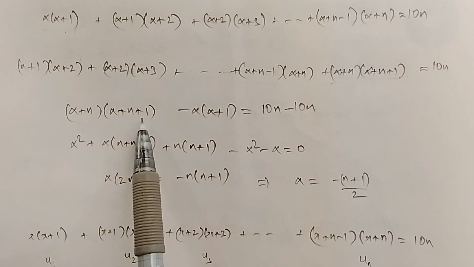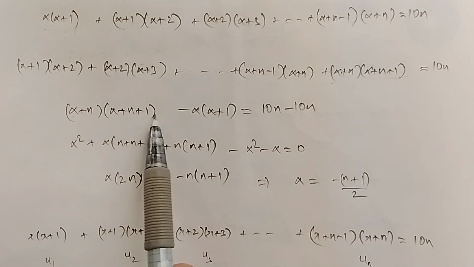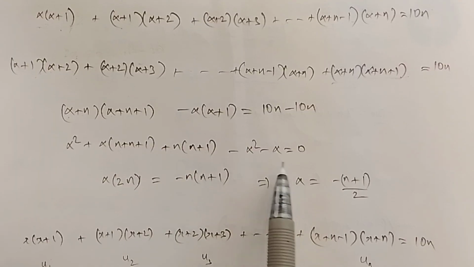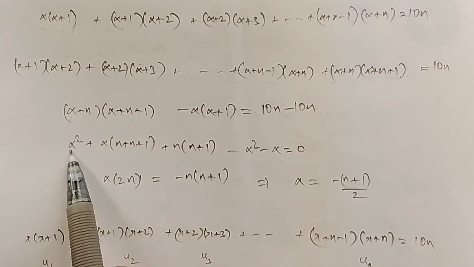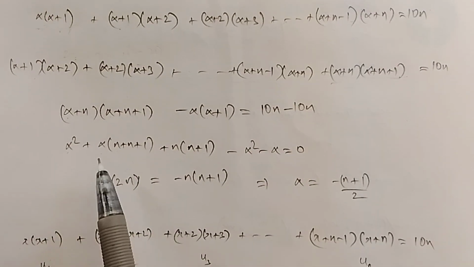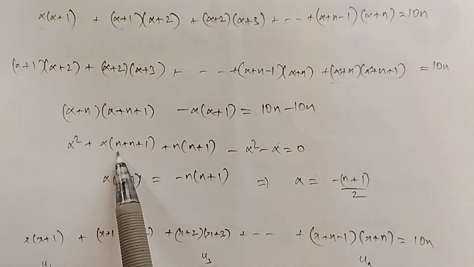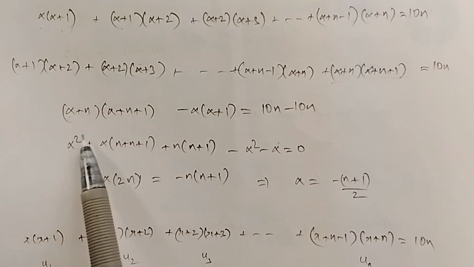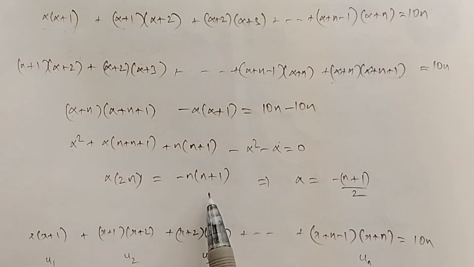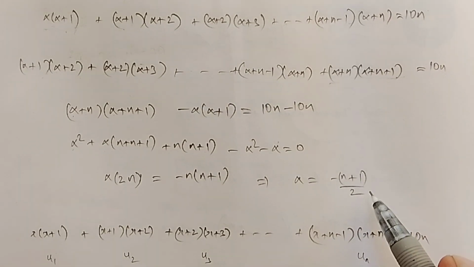Alpha plus n into alpha plus n plus 1 becomes alpha square plus alpha into (n+1), that is this, and n times (n+1), that is this, minus alpha square minus alpha, this should be equal to 0, right. If you simplify this, alpha square plus alpha into (2n+1), and there is a minus alpha here, so this and this get cancelled, so alpha into 2n. Alpha square will anyway get cancelled, so we are left with alpha into 2n equals minus of n times (n+1). This implies alpha equals negative of (n+1)/2.